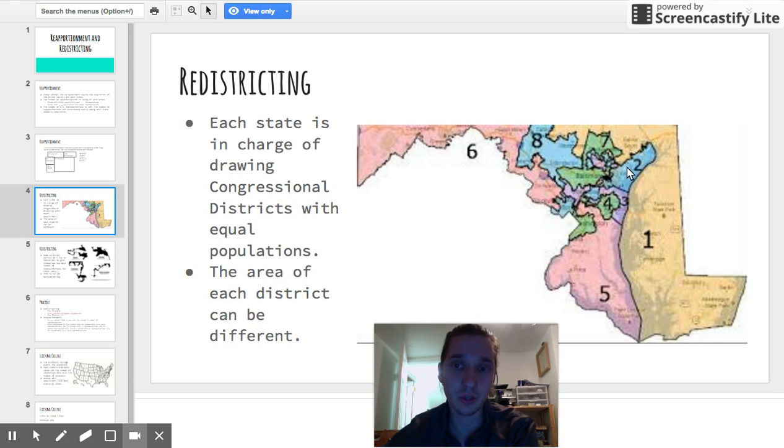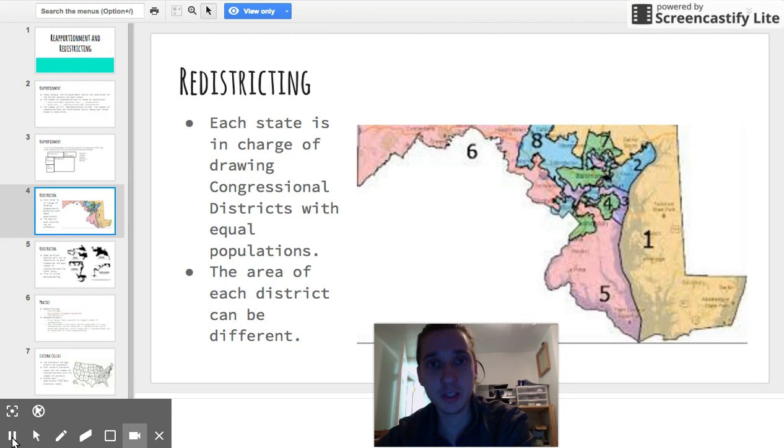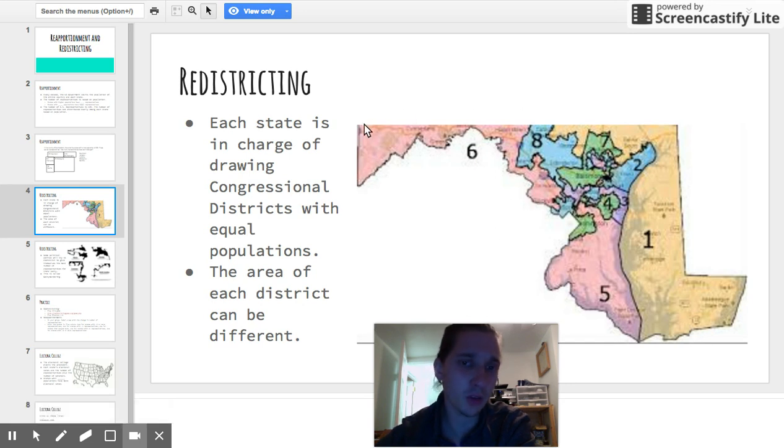So we have 8 different congressional districts. Redistricting happens every 10 years after each census. The state decides what happens and how the lines are redrawn. As you see here with Maryland, the lines are very odd looking. They are not based really on geographic centrality or anything along those lines.